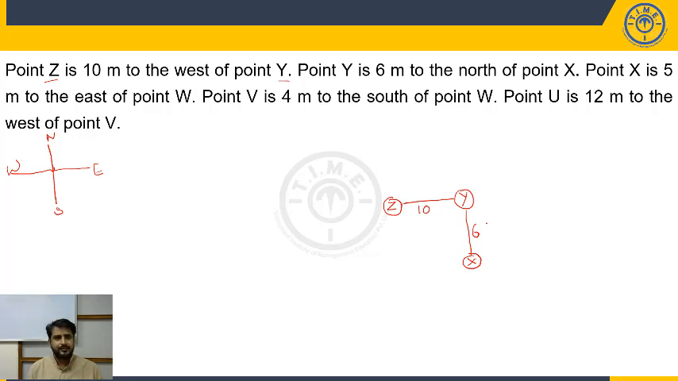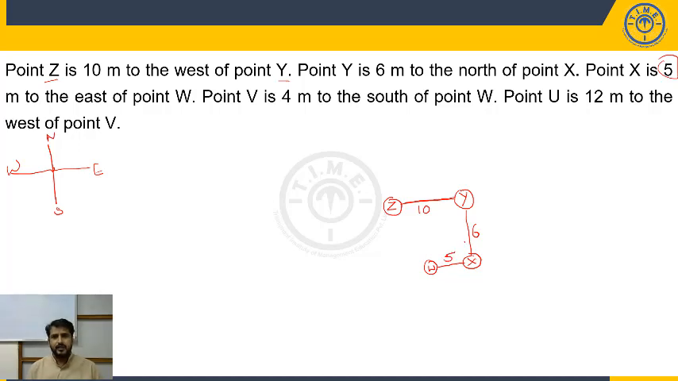And X is 5 meters to the east of point W. X is east of W is as good as W is west of X. So W is west of X and the distance is given as 5 meters. When I am drawing the 5 meters, we have to keep this line in mind because the ZY distance is given as 10 meters. So 5 meters means half of the distance. So here will be point W and the distance is 5 meters.